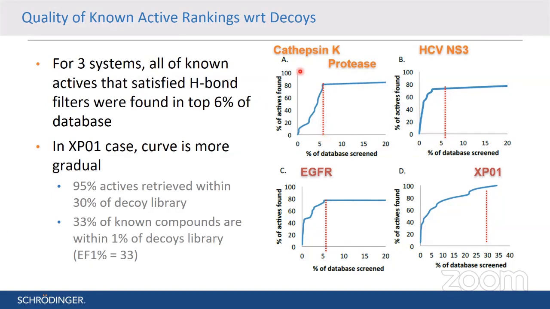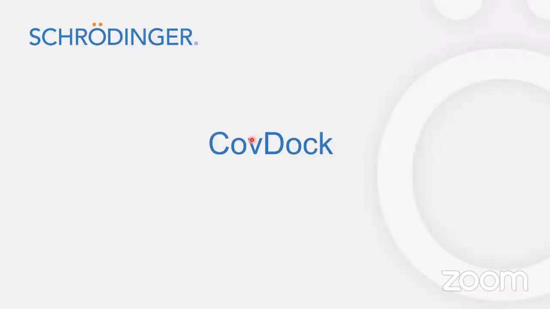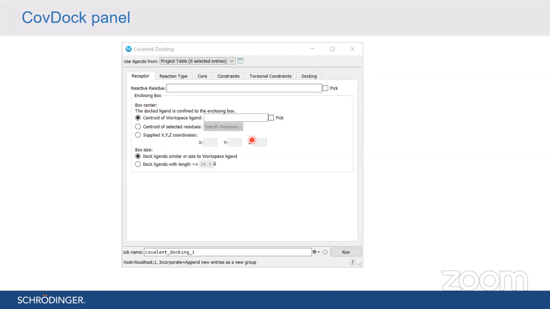Like within 5%, it was able to screen close to 95% of the molecules quickly. And that's what the data set is all about. Now, this is how the CoVDoc panel looks.